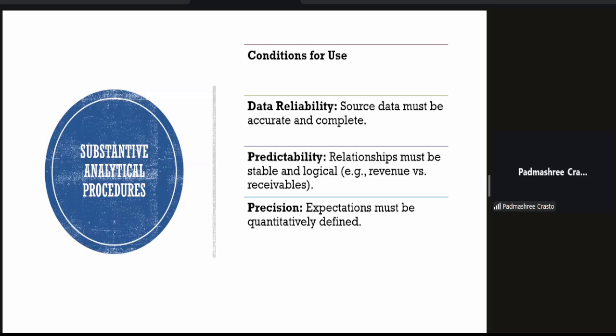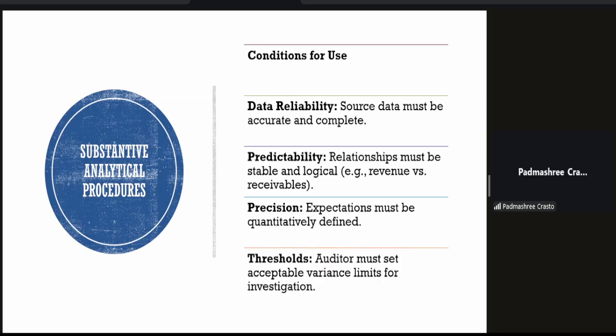Precision: expectations must be quantifiably defined. That is what we meant, the thresholds, whether in terms of money, amount, difference, percentage, or range. Everything has to be properly quantified, and there has to be a rationale written down for that. Then the thresholds: the auditor must set acceptable variance limits for investigation. If I'm saying 3%, 4%, then I have to justify why I'm taking 3% or 5% as a difference for the purposes of analysis of difference.